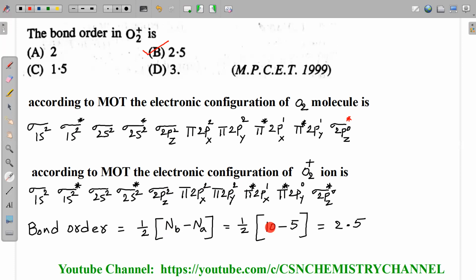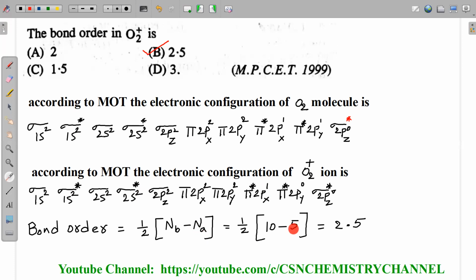NA stands for number of anti-bonding electrons. The electrons present in the anti-bonding molecular orbital are called anti-bonding electrons. These two are the electrons in anti-bonding orbital. So 2, again here 2 electrons in anti-bonding molecular orbital, 4. Next here 1 electron in anti-bonding molecular orbital, 5. So the NA value, number of anti-bonding electrons, is equal to 5.